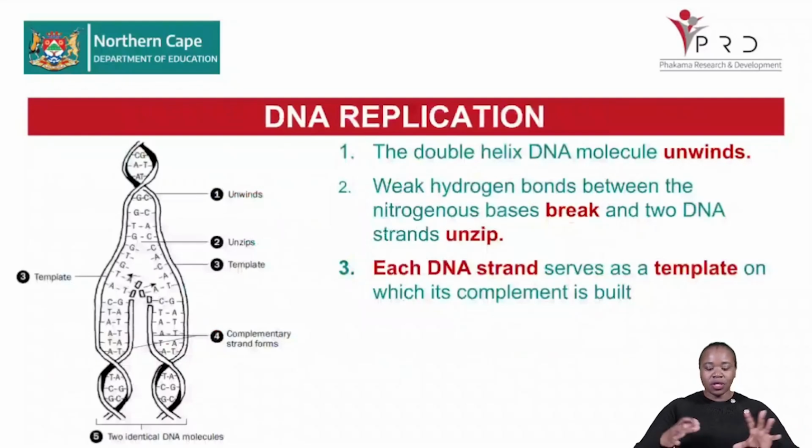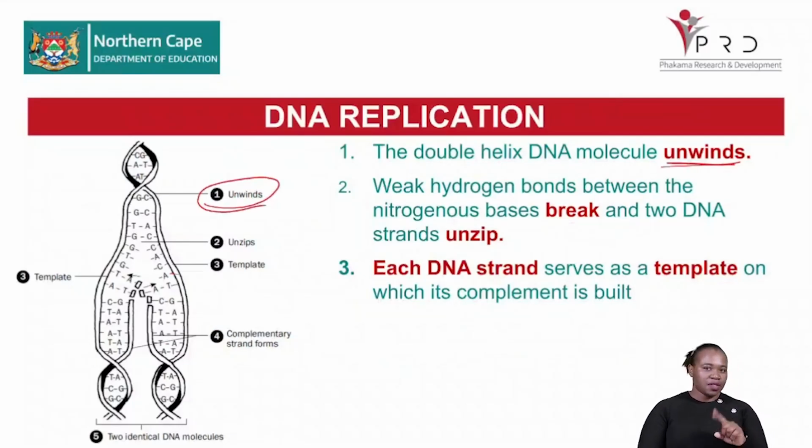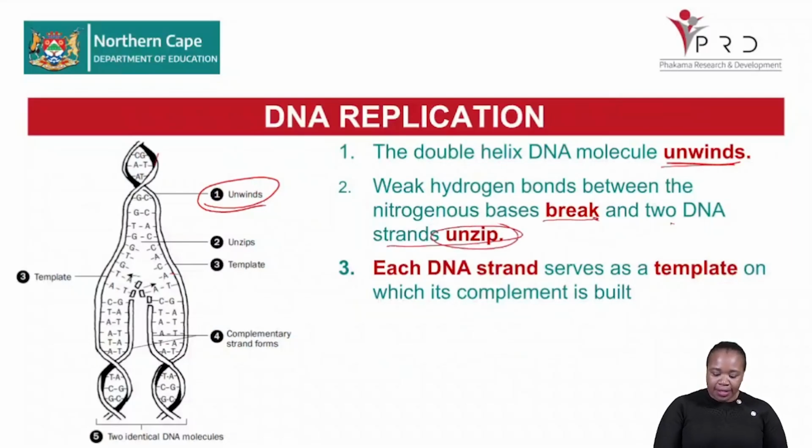All right, now let's just quickly summarize that process. When you have a look at this diagram, it is very important. Make sure you check out this diagram. You can also find it in your Mind the Gap textbook. Make sure that you note the parts that have been numbered. At 1, what happens? That is your first point. That is your first mark. The double helix unwinds. First thing that you're going to give. Secondly, what happens? The weak hydrogen bonds between the nitrogenous bases break and the 2 DNA strands are going to unzip. Second point.